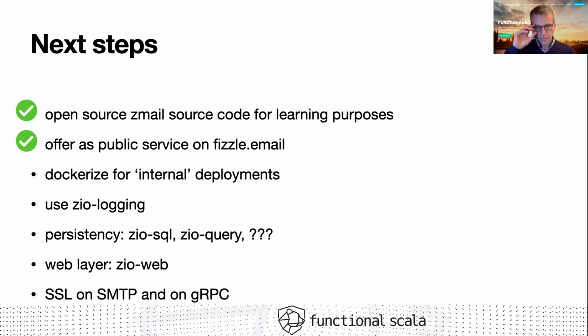What are my next steps? I got really inspired by doing this. It's something that I can actually use at work. We need this kind of service. So I put the code out on GitHub so people can take a look and maybe even contribute. I also put it out on a service called Fizzle email. But there are many more things to be done, like maybe Dockerize it, add ZIO logging, and so on.